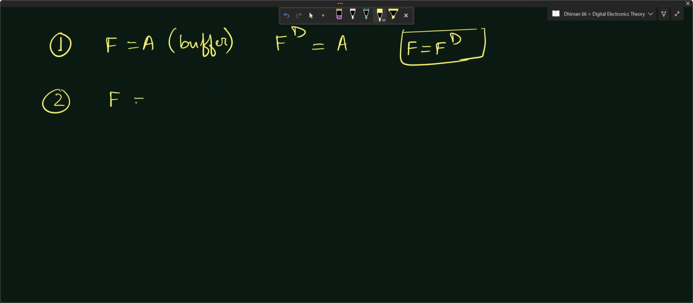Second is the NOT operation. If the given function is a complement, so this is a NOT operation, what will happen if we find out the dual of the given function? What will happen?